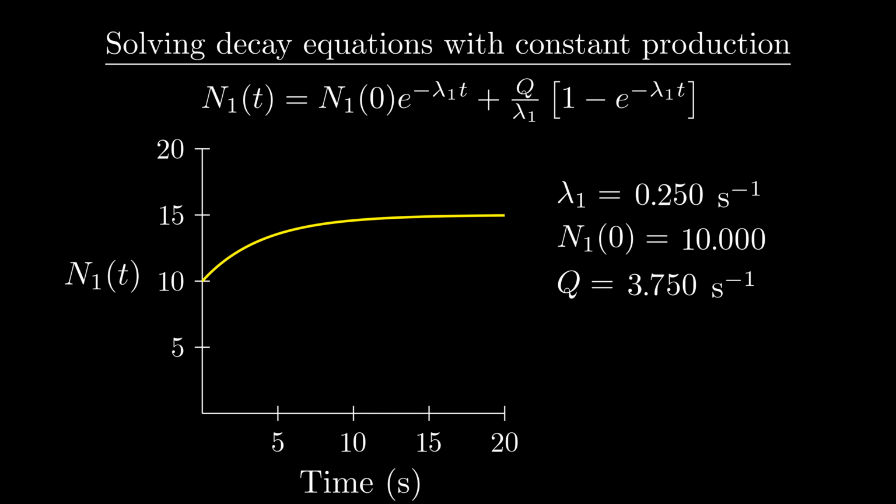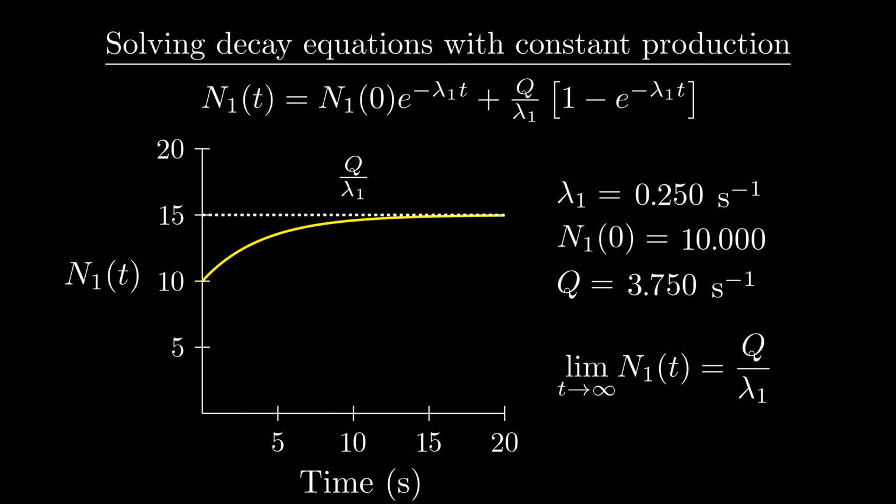Now that q is positive and we're producing the isotope, we can see that the population doesn't approach 0 as time goes on. It approaches some other value. If we set t to infinity in the governing equation, we can derive that this value is equal to q over lambda 1. When the population of x1 is equal to this, the rate of x1's decay will perfectly match the rate at which it's being produced. So we can say that as t goes to infinity, x1's activity will approach q.